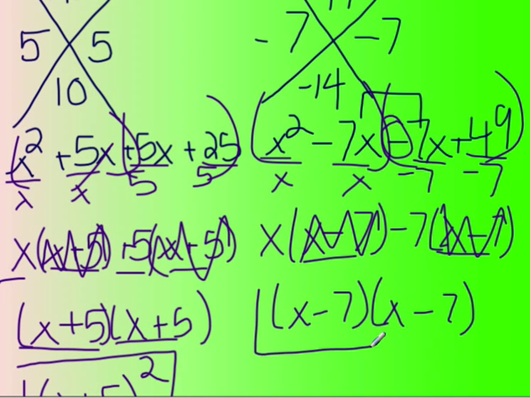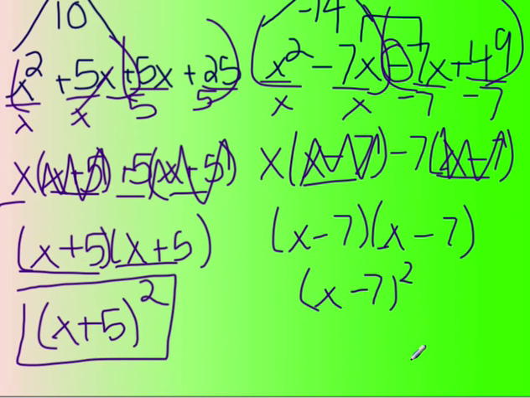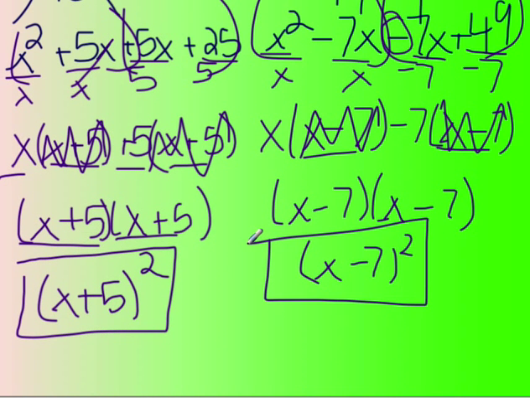So here normally would be our answer, but then I notice that those two factors are the same. So I'm going to write them as one binomial squared. So this right here is your final answer for number 2.